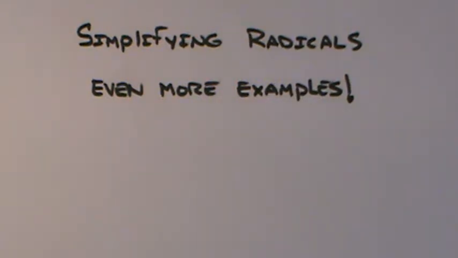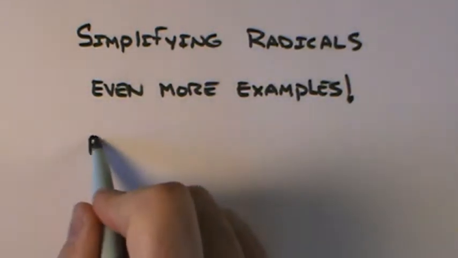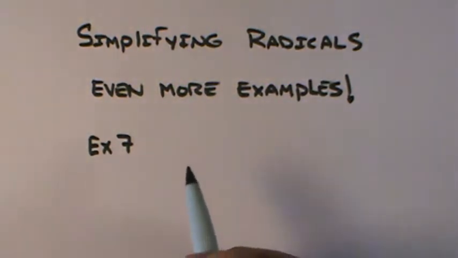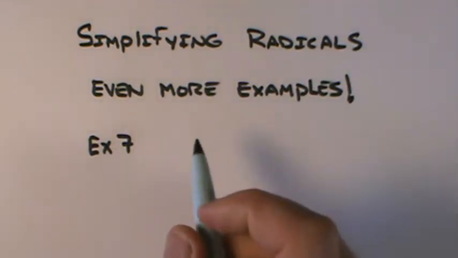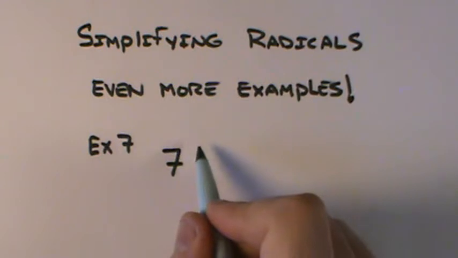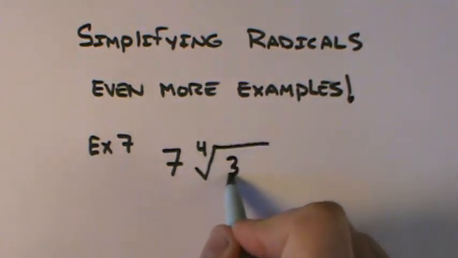Another video on simplifying radicals. We'll pick up where we left off, and we're going to call this example 7. I want to do another one that has an unusual index. Let's say we had something like 7, the fourth root of 32.